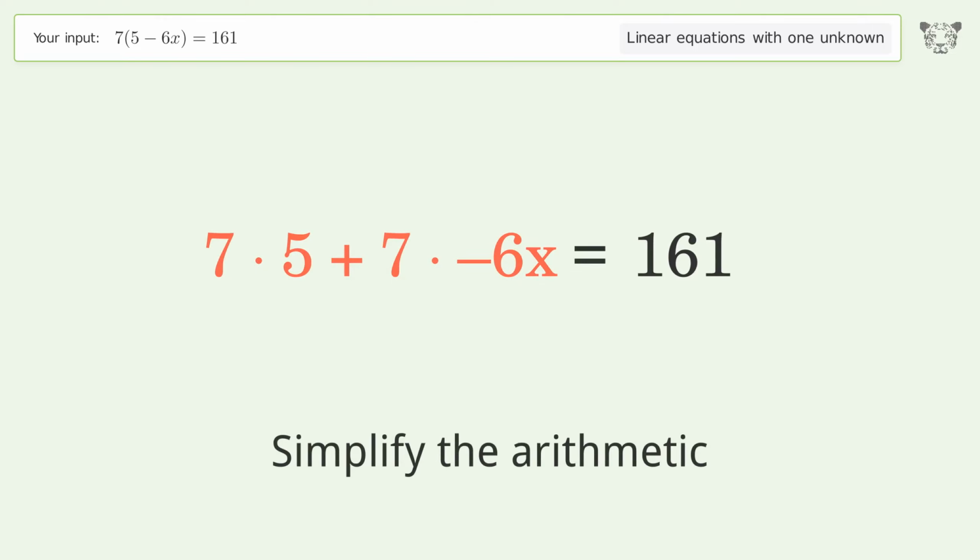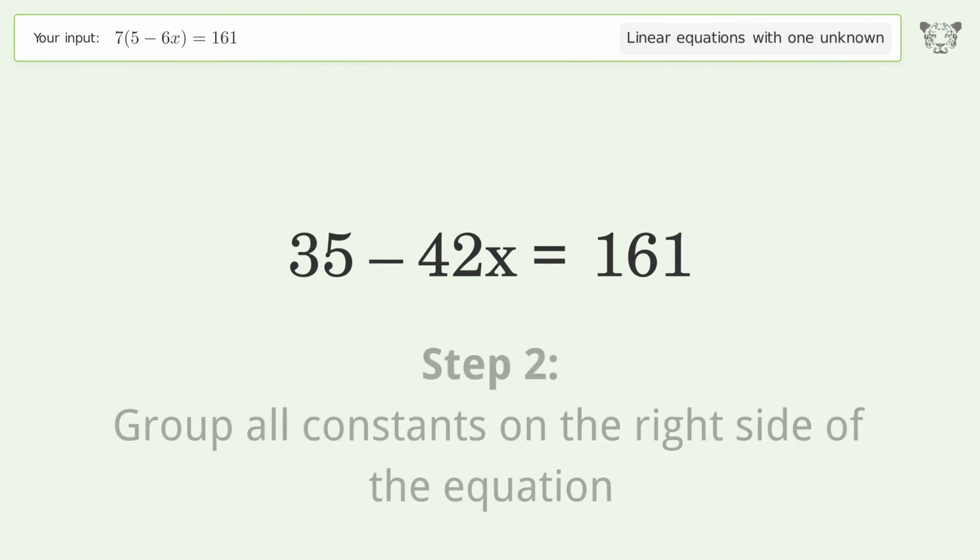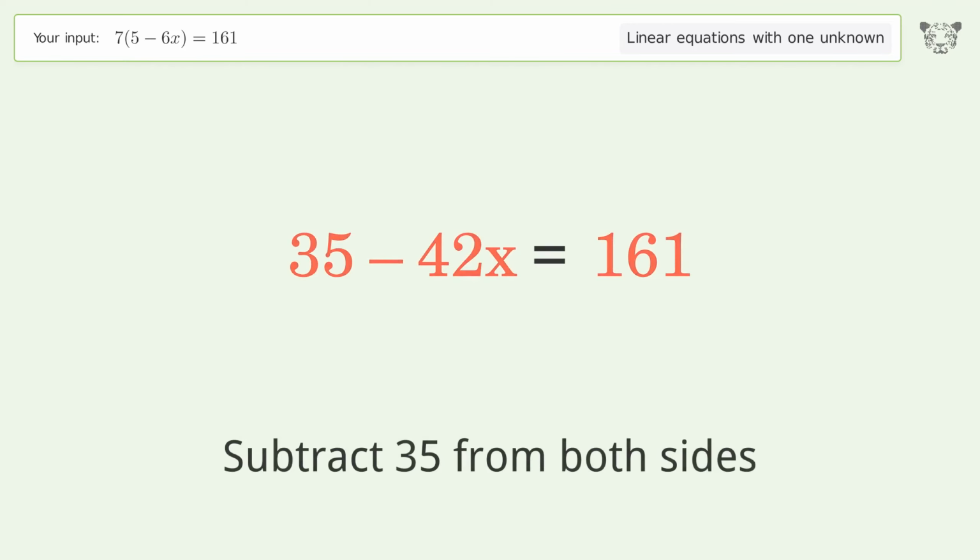Simplify the arithmetic. Multiply the coefficients. Group all constants on the right side of the equation. Subtract 35 from both sides.